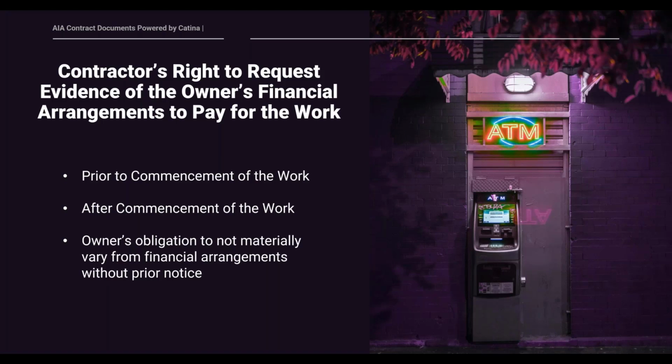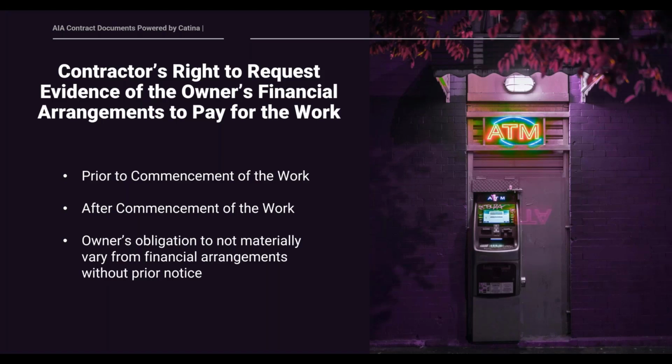I didn't put the language on the screen because I didn't want to inundate this entire program with text-heavy slides, but you will find the language in section 2.2.1 of the A201. That's where you're going to find the contractor's right to request information about the owner's financial arrangements prior to commencement of construction. This contractor's request must be in writing, and upon receiving such a request, the owner is required to furnish reasonable evidence that the owner has made financial arrangements to fulfill the owner's obligations under the contract. Importantly, the contractor does not have an obligation to commence work until the owner provides this evidence. And if the commencement of the work is delayed as a result, the contract time will be extended appropriately. And that makes sense, right? If you're a contractor, you want to make sure that there's money to pay you before you actually start doing the work.